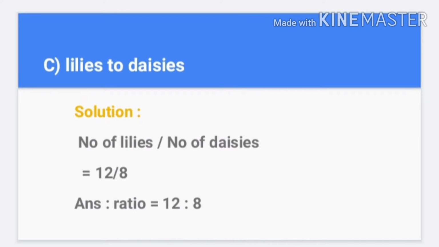Third one, lilies to daisies. Number of lilies equal to 12. Number of daisies equal to 8. The ratio of lilies to daisies equals number of lilies divided by number of daisies, 12 by 8. The ratio is 12 is to 8.